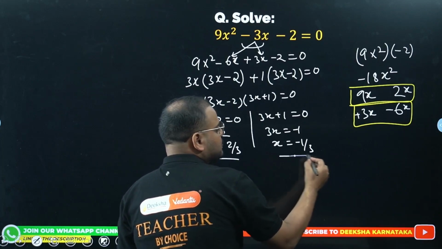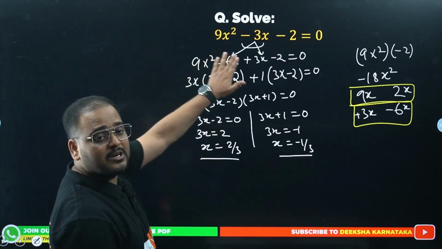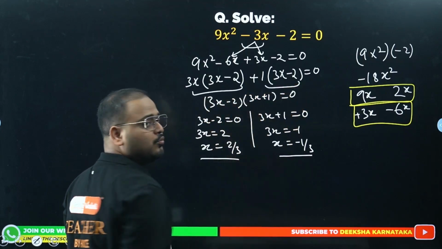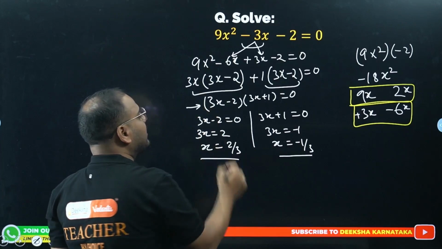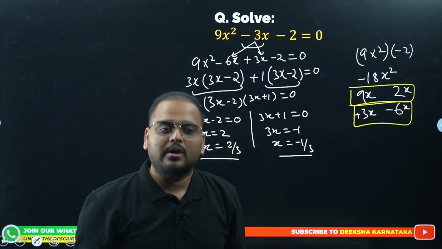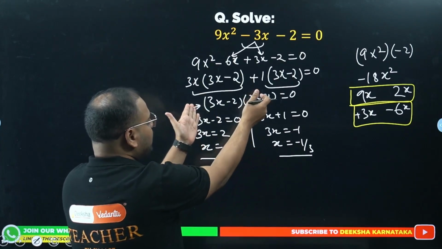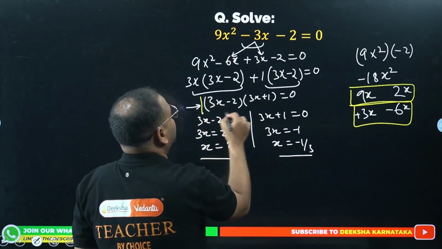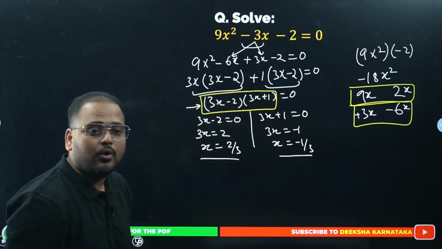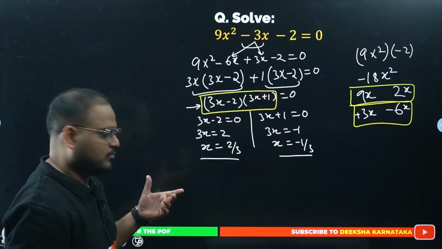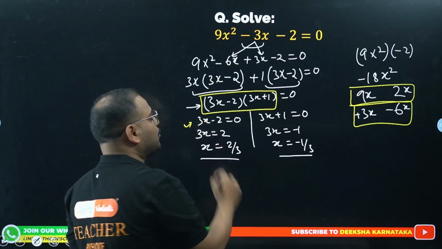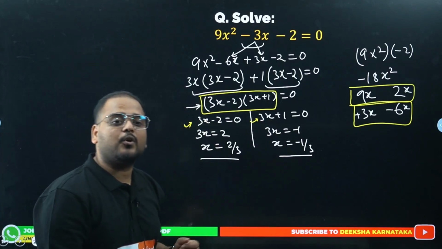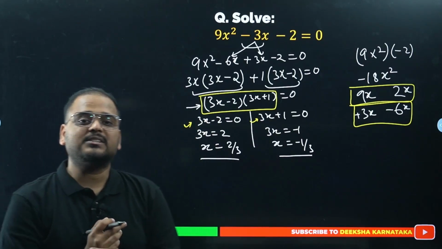2 by 3 and minus 1 by 3. What we did, splitting the middle term, we took something common, and over here again in these two terms 3x minus 2 was common. So I took it common here, simplified and equated with 0 individually. Why 0? Because to make the product of these two terms 0, both of them have to be equal to 0 one at a time. So I can take this as 0 or I can take this as 0. That's what I've done, equated with 0 and got the answer as 2 by 3 and minus 1 by 3.